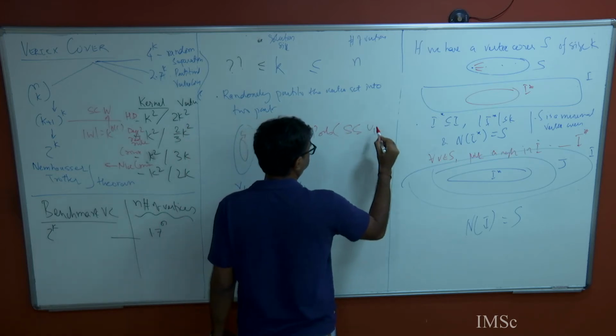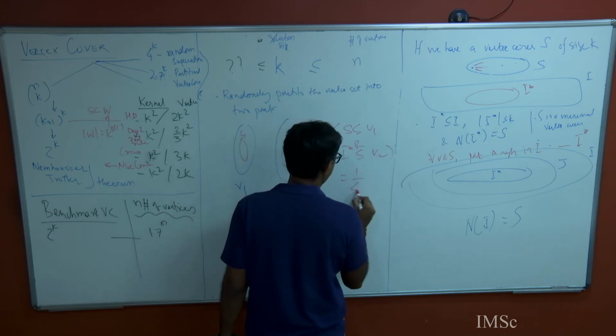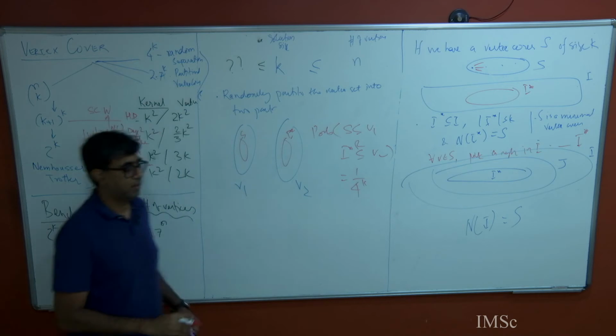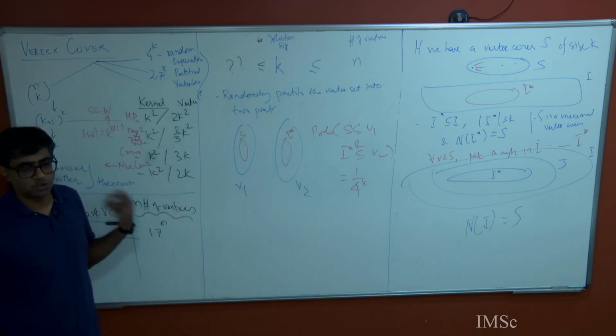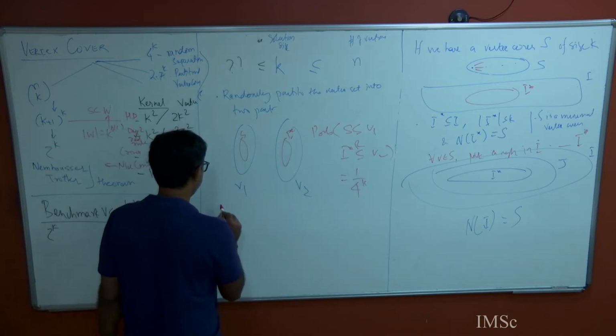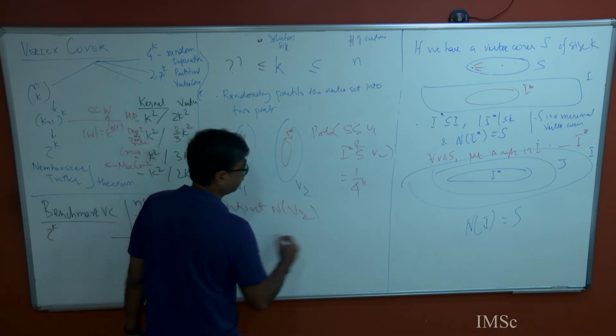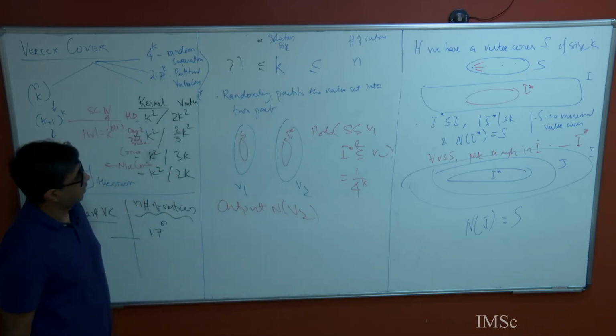The probability that S is a subset of V1 and I star is a subset of V2 was 1/4 to the power k, and that is why we repeat this experiment 4 to the power k times with constant success probability. And what is the algorithm? Just after that, output the neighborhood of V2. That's it.